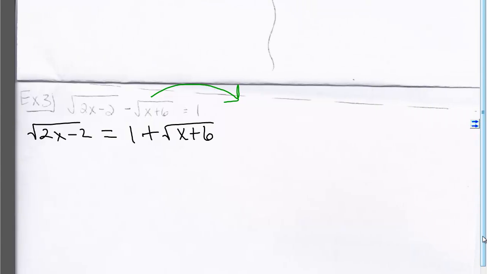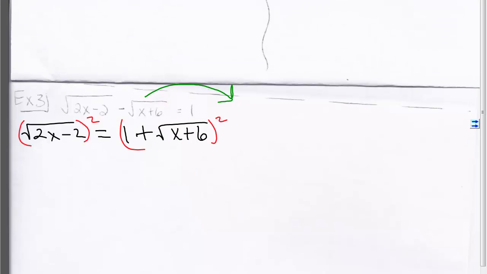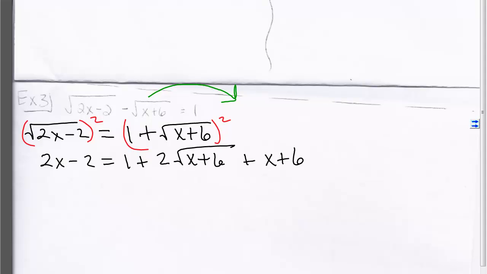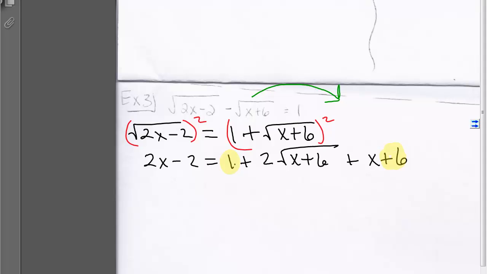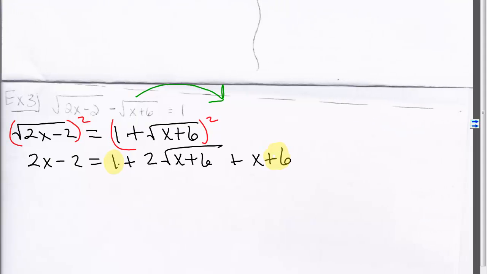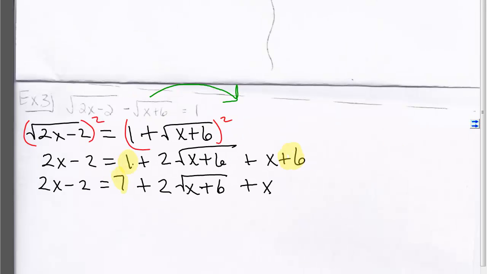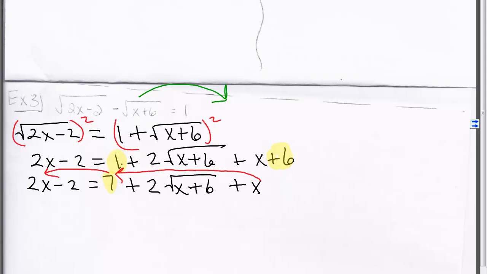Problem number 3. Bring the radical to the other side and square both sides. Now I need to combine like terms on the right-hand side of the equation. 6 and 1 will combine to get 7. Now I need to isolate the radical by moving the terms to the other side. Move 7 and x to the other side.